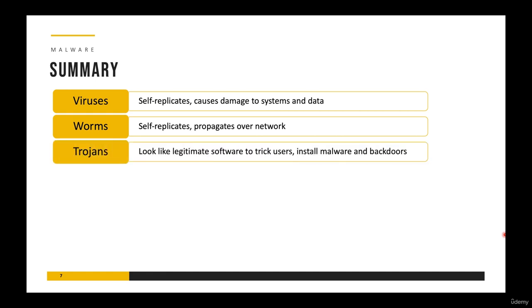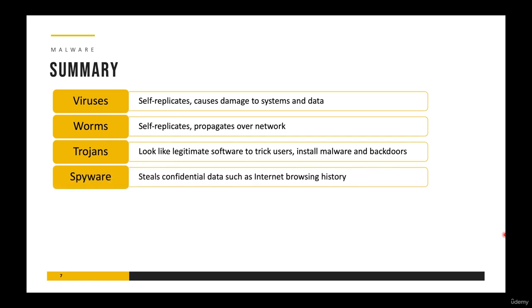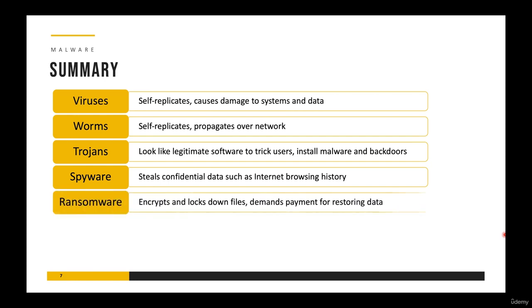Then we have Trojans, which look like legitimate software in order to trick users into installing them. But once on the system, they can install backdoors and allow remote hackers to access your system. Then we have spyware, whose sole purpose is to collect confidential data such as your internet browsing history, the kind of shopping that you do online, and so on. Then we have ransomware, which is financially motivated. And this type of malware basically encrypts your key files and databases using a private key which you don't have. So once your files are encrypted, they ask for ransom in order to decrypt those files.